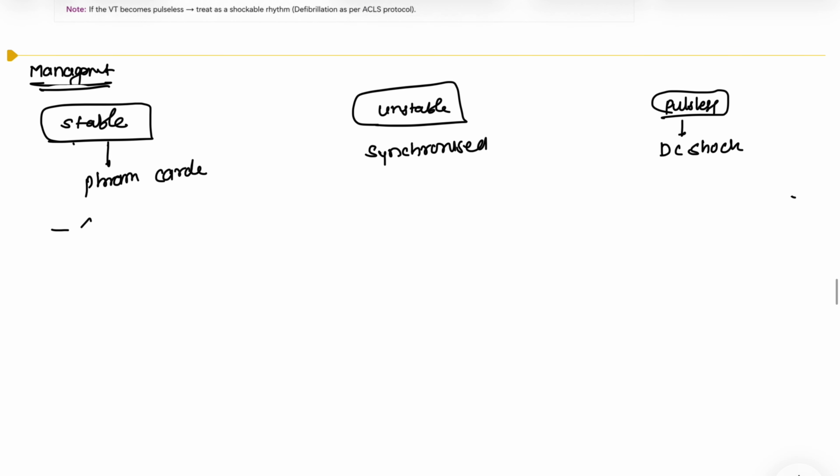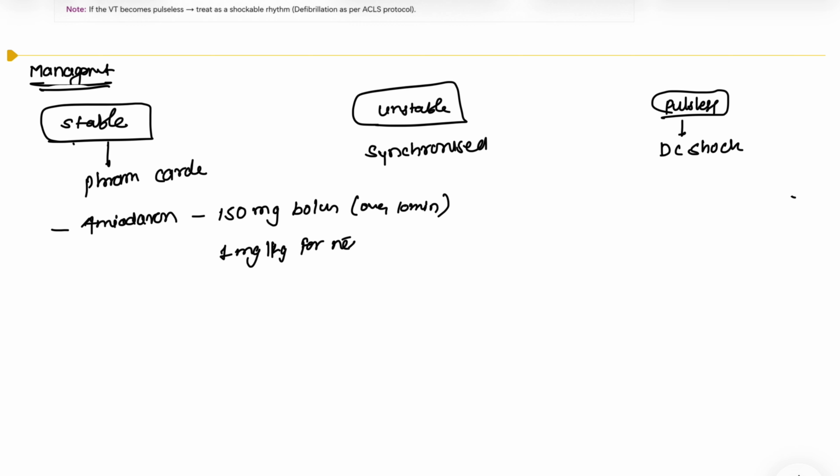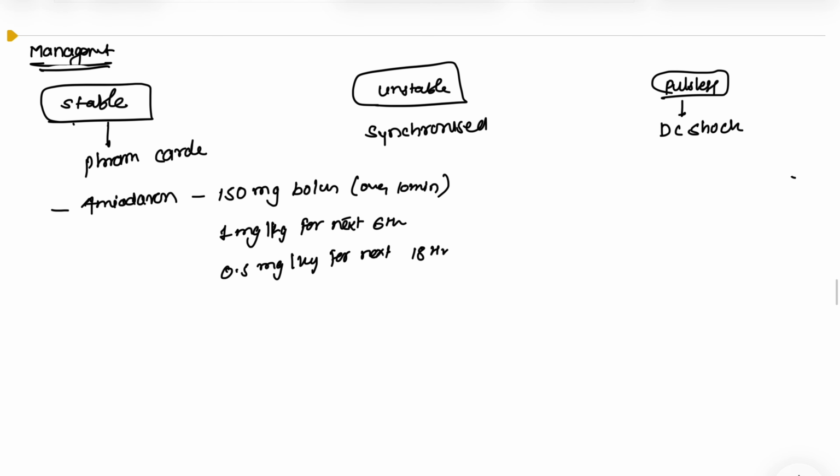Now, how do we do the pharmacological cardioversion? So we will start with amiodarone. What is the dose of amiodarone? It's a 150 mg bolus over 10 minutes, right? Followed by 1 mg per kg for the next 6 hours, and then 0.5 mg per kg for the next 18 hours. After pharmacological cardioversion, we will treat the underlying cause.